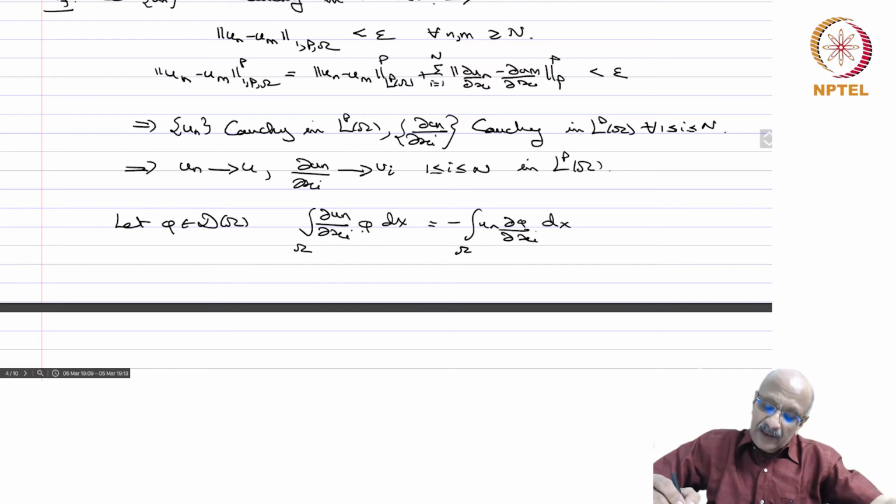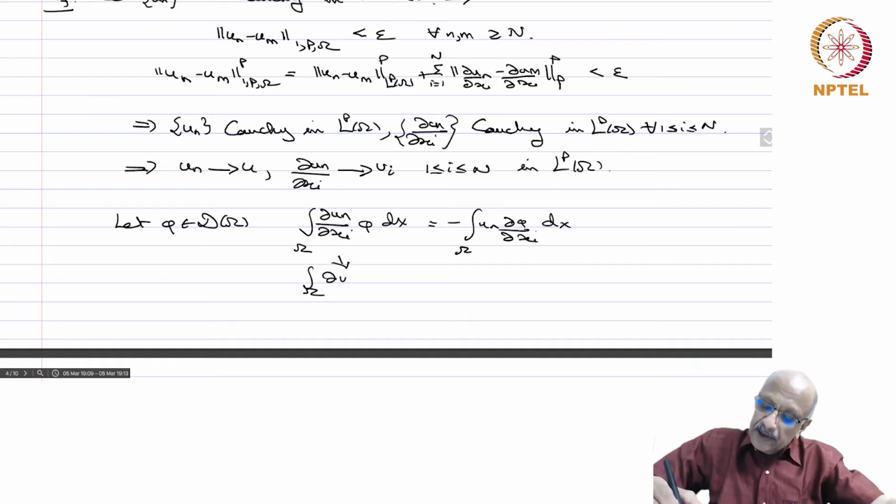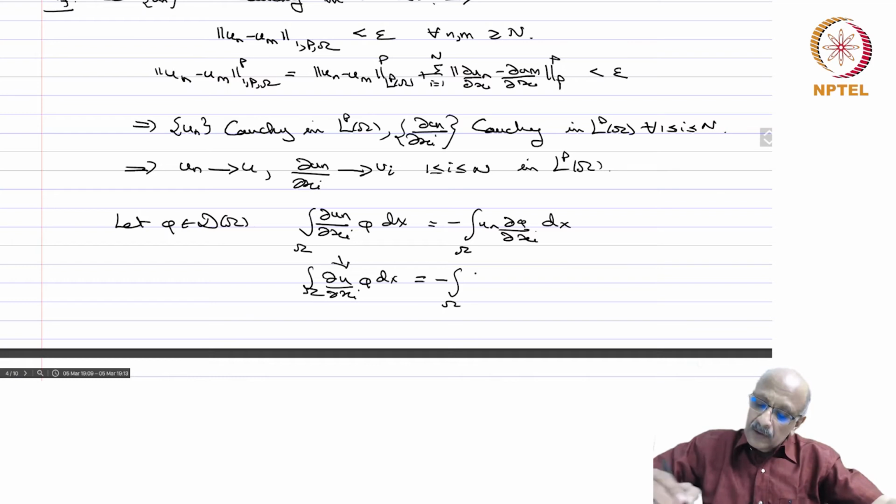Now phi, being a C infinity function with compact support, will be in all Lp spaces, in particular in the dual space of Lp, and that's a fixed function. Therefore I can pass to the limit. So this will converge to the integral on omega of vi phi dx. And in the same way, this side, dun by dxi goes to vi.